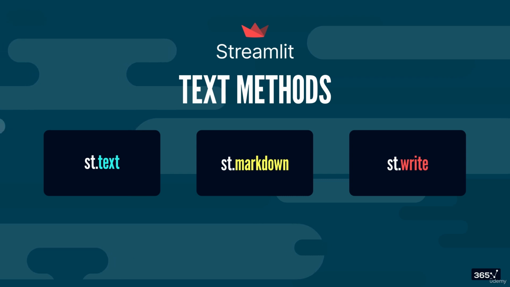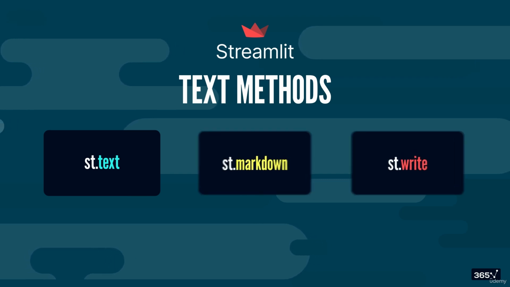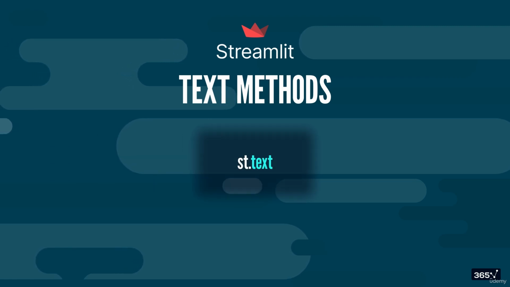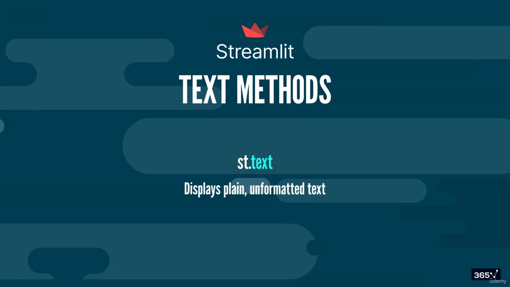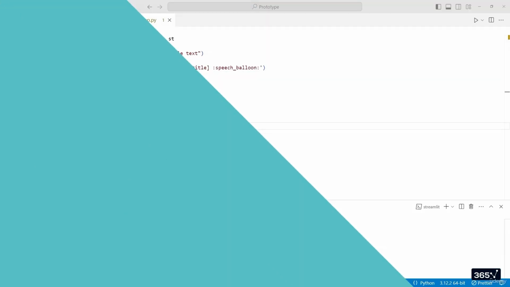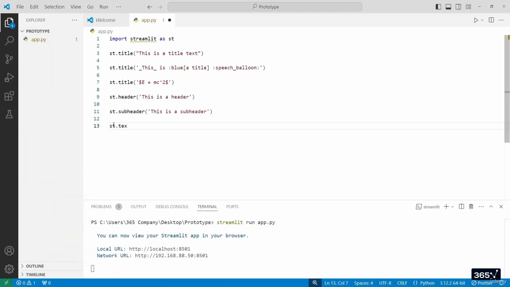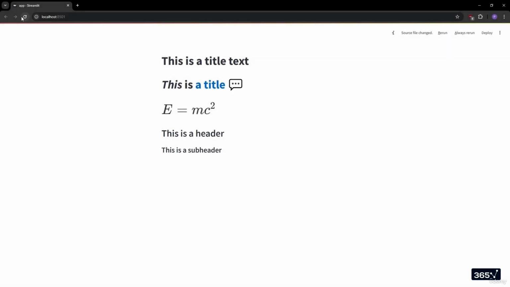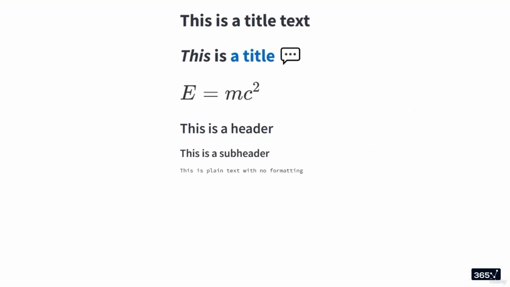Now, when it comes to adding basic text, Streamlit offers 3 key methods: text, markdown, and write. Each serves a different purpose, and I'll walk you through how they work. First, we have text. This method displays plain, unformatted text, ideal for simple strings without styling. For example, we can write st.text and the sentence, "This is plain text with no formatting." Let's see how it looks in the app.